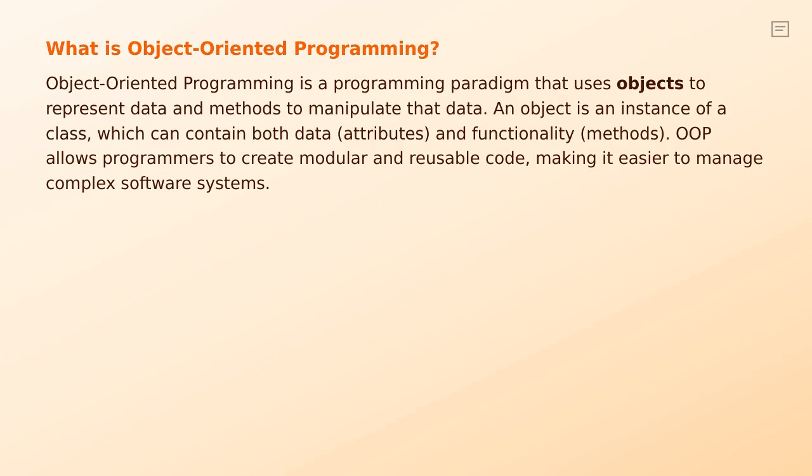This section covers what object-oriented programming is. Object-oriented programming is a programming paradigm that uses objects to represent data and methods to manipulate that data. An object is an instance of a class, which can contain both data, attributes, and functionality, methods. OOP allows programmers to create modular and reusable code, making it easier to manage complex software systems.